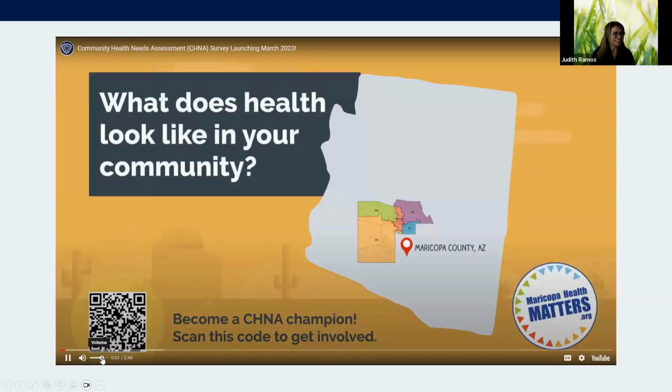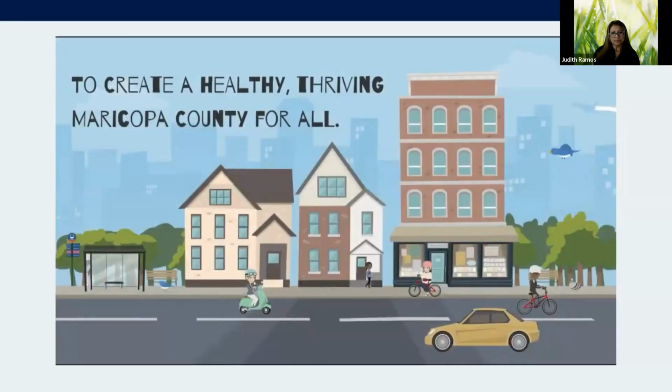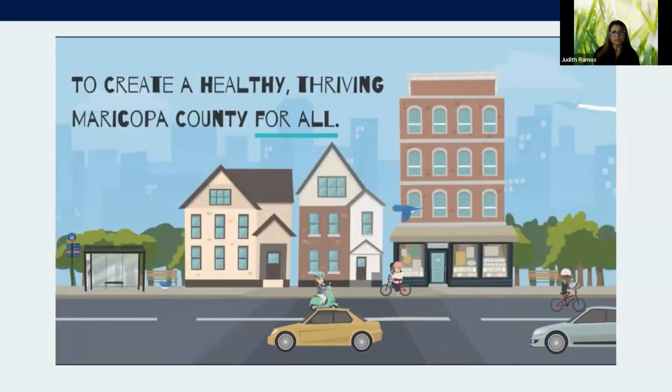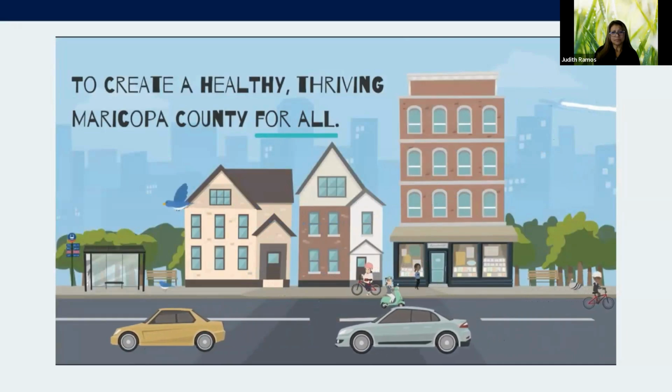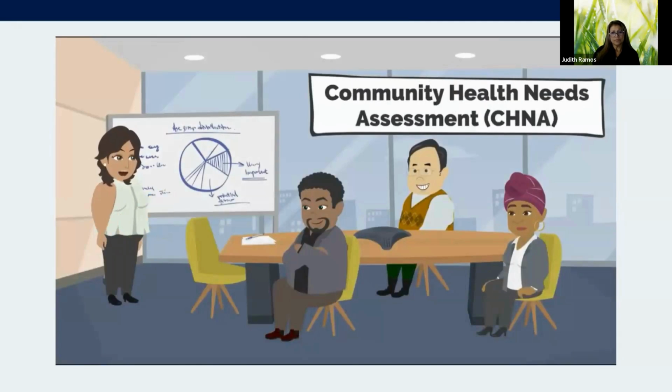What does health look like in your community? Join us as we explore the health and well-being of residents of Maricopa County through our upcoming Community Health Needs Assessment Survey, launching in March 2023. Maricopa County Department of Public Health strives to create a healthy, thriving Maricopa County for all by listening to what's important to the community and engaging people in meaningful ways. To do this, we collaborate with healthcare systems and community partners to conduct a community health needs assessment, also known as a CHNA, every 3 years.